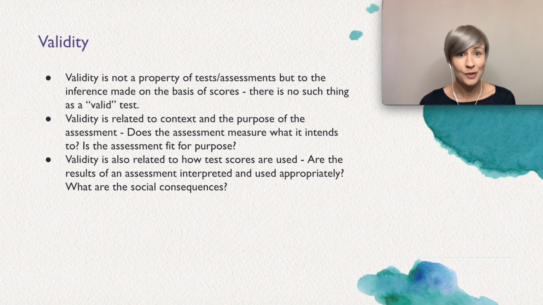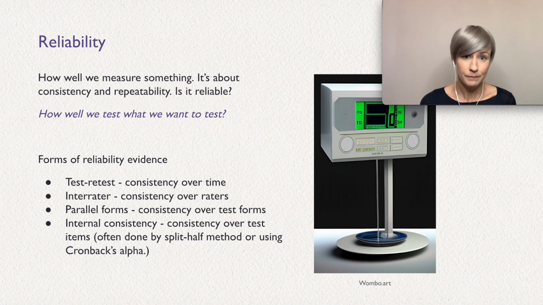Now we're moving on to reliability. Okay, so validity told us if we are measuring the right thing. Reliability, on the other hand, tells us how well we measure that thing. So it's about consistency and repeatability. How reliable are the tests?